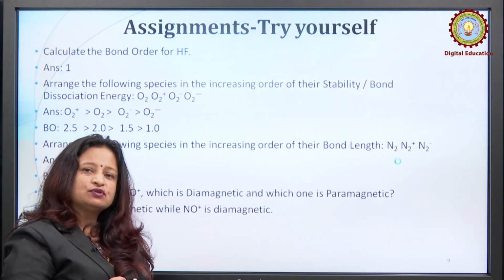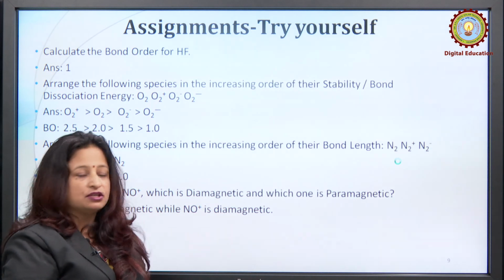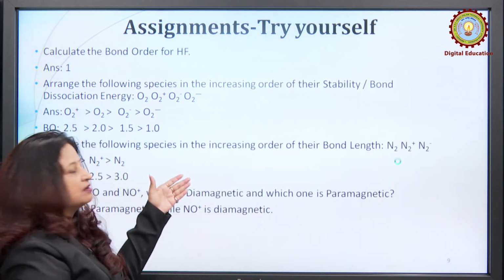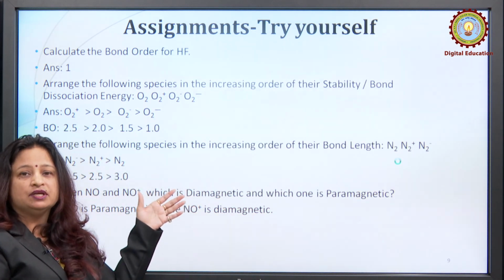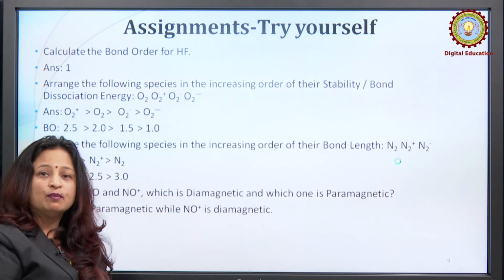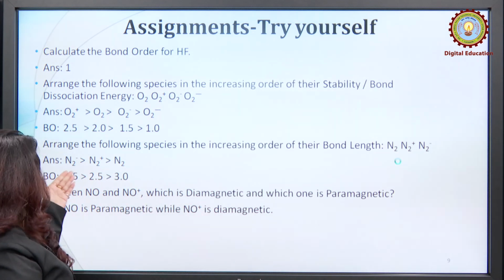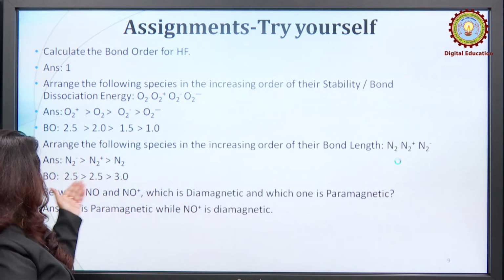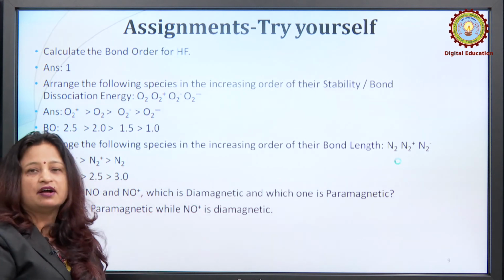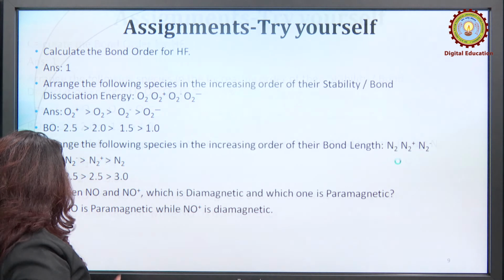And also we have understood that bond dissociation energy is inversely proportional to the bond length. So, here the reverse order is given whenever the increasing or decreasing order of bond lengths is being observed. So, here you can see that for N2, N2 plus and N2 minus, the bond order is like this. So, in that way you can arrange different species in the increasing or decreasing order of their bond lengths.